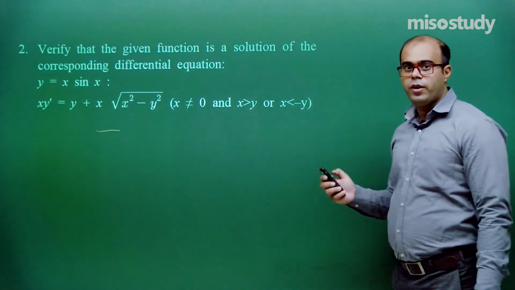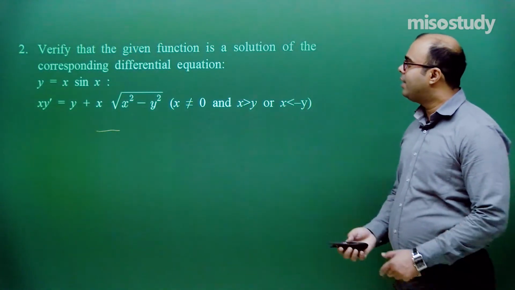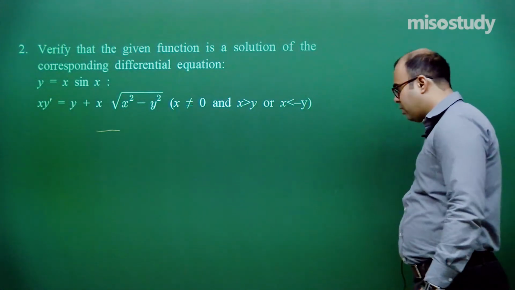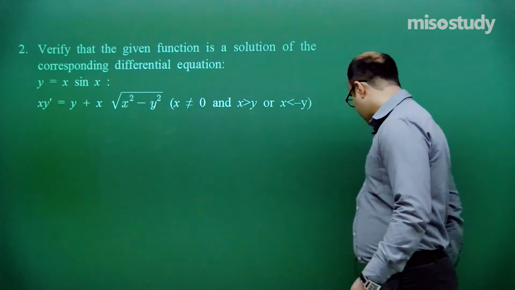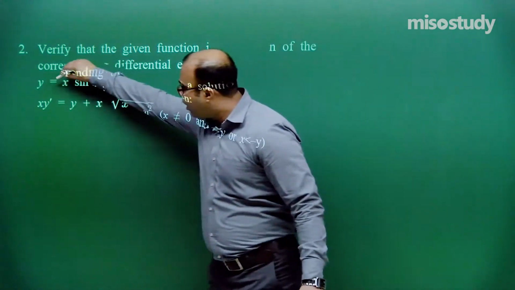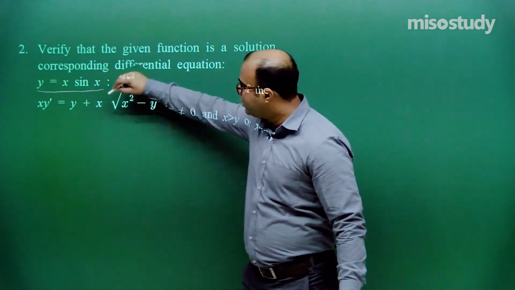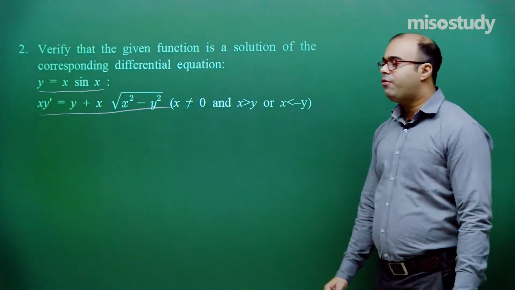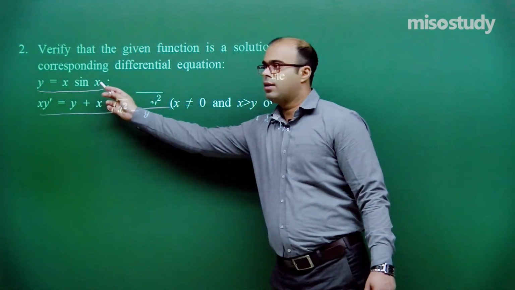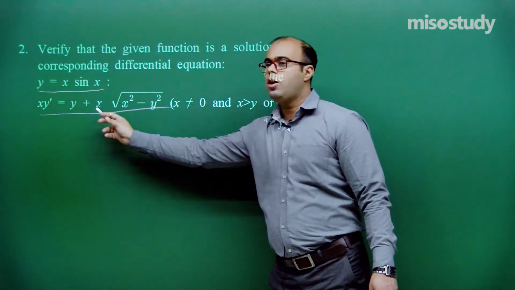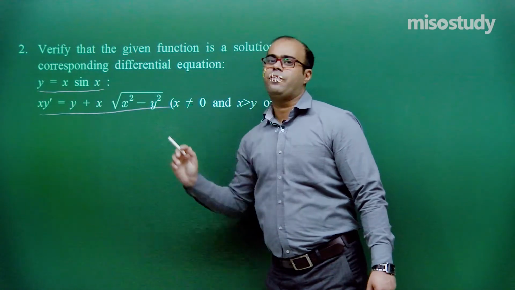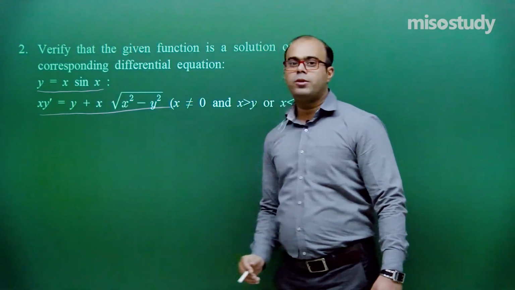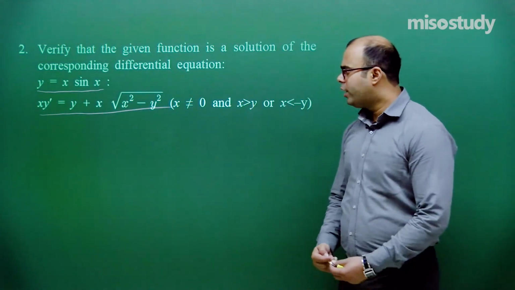This question is also of 1 mark. It says verify that the given function is a solution of the corresponding differential equation. So here two things are given to us. Firstly, we have been given an equation and another is a differential equation. And you have to verify that this is the correct function for this differential equation, or you can say that this is the solution of this differential equation, or you can say this is the differential equation formed from this equation. So let us check.